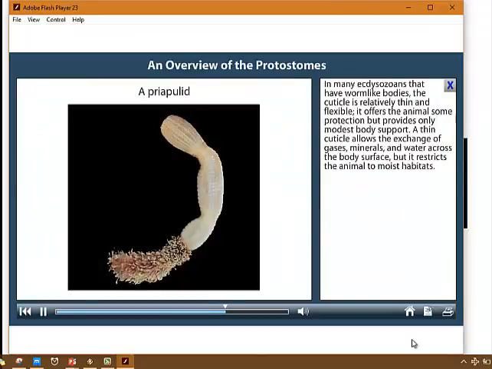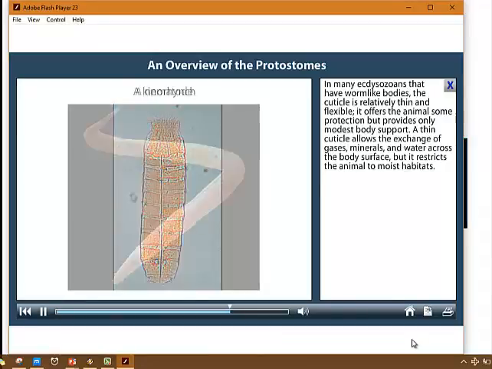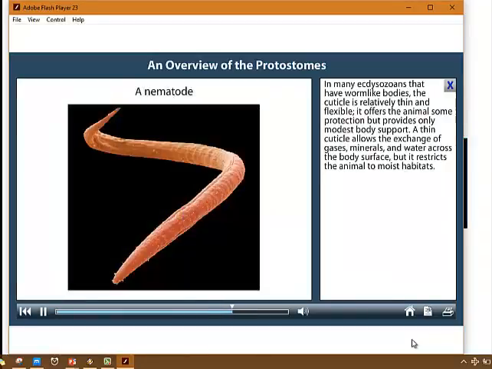In many ecdysozoans that have worm-like bodies, the cuticle is relatively thin and flexible. It offers the animal some protection, but provides only modest body support. A thin cuticle allows the exchange of gases, minerals, and water across the body surface, but it restricts the animal to moist habitats.